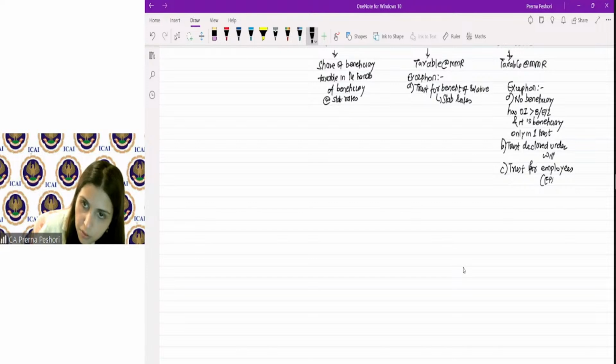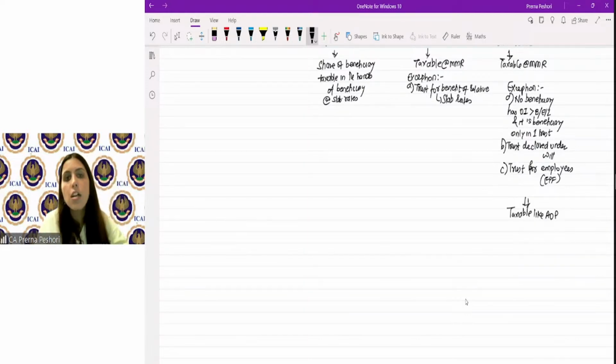Which is EPF, etc. In these cases, the income of the trust will be taxable like AOP. So if it is no business income, then you will identify where the shares of the members are unknown, then it will be taxable at the maximum marginal rate. So this will be taxable again at maximum marginal rate, but it will be taxed like the AOP.